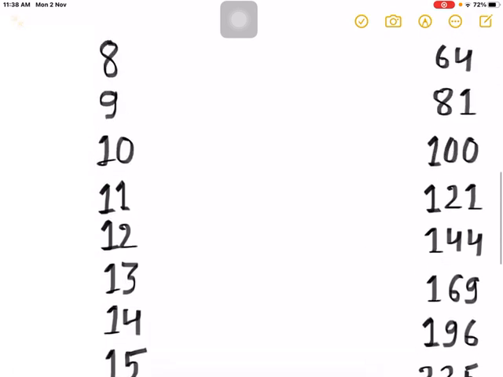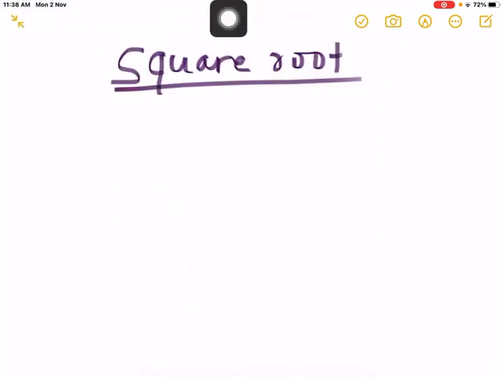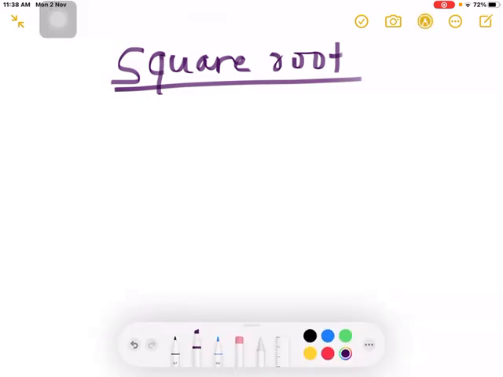So today we are going to learn about the square root. Okay, what is square root then? What is square root? We have to know this first of all. Though we have learned to find the square of the number, today we are going to discuss the square root. So let me write here.